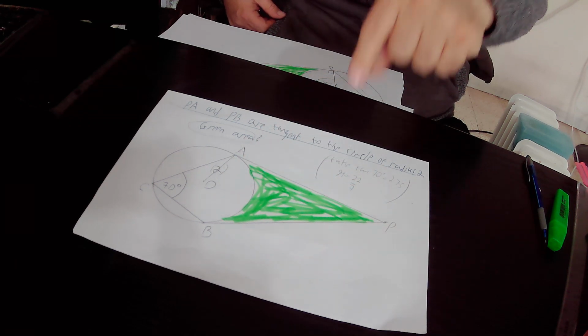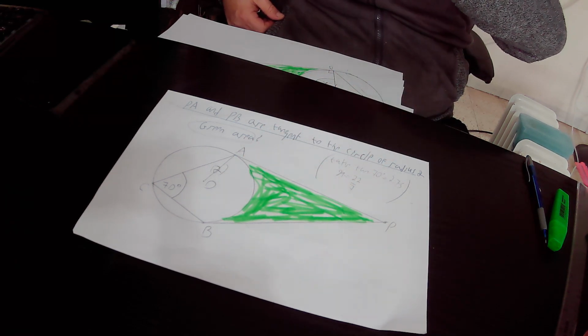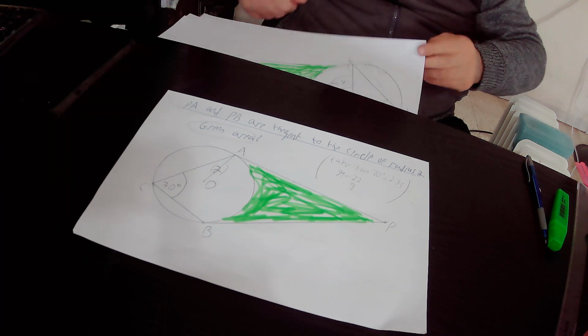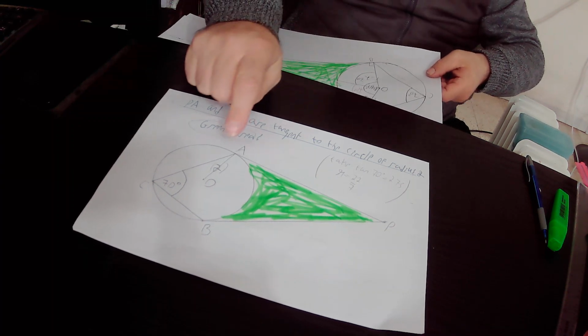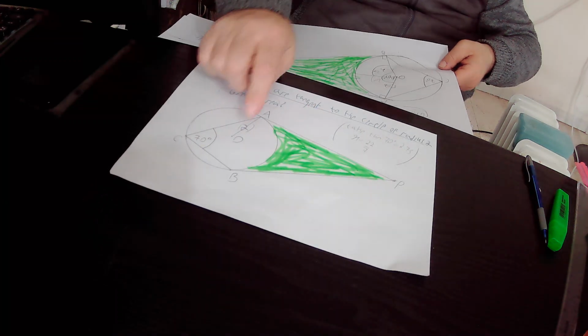Again, our mission is to find out the area of this ring shape. So in the first step, we join points O and B together by a straight line. Point O is the center of the circle.